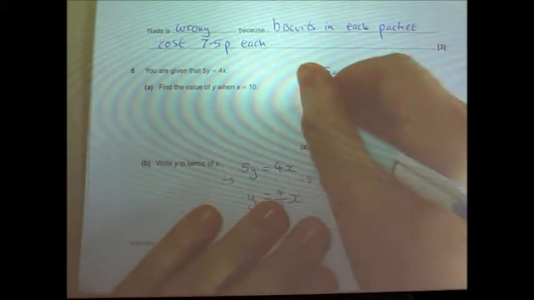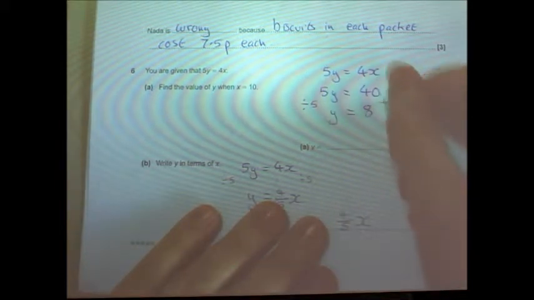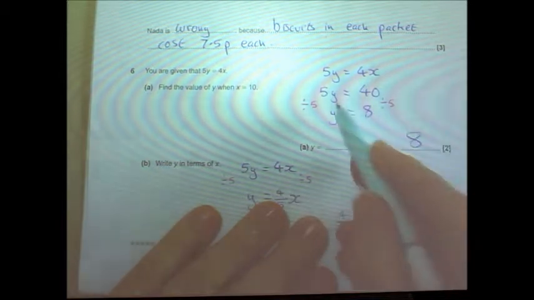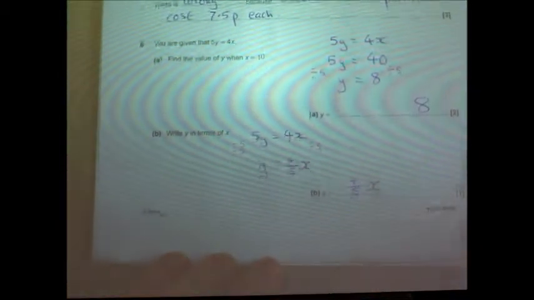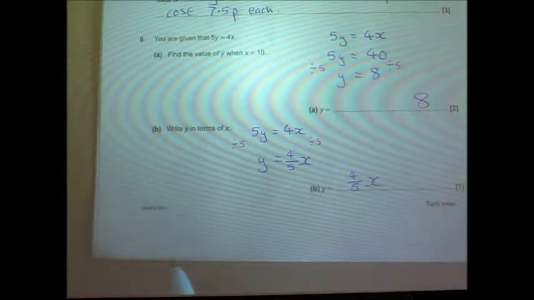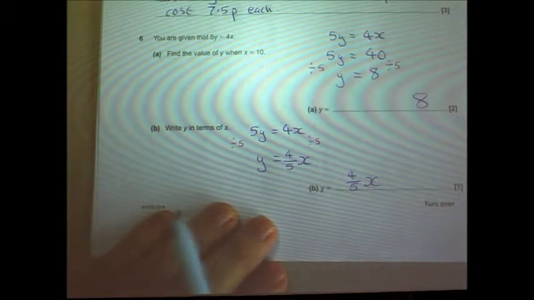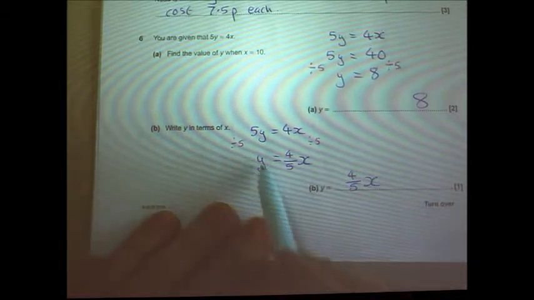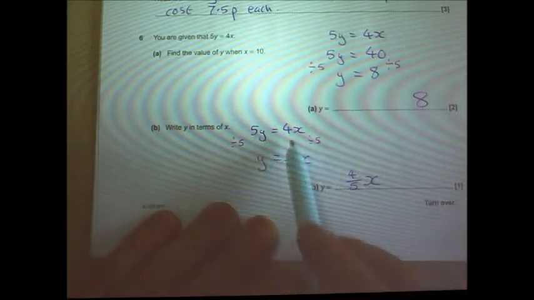A lot of you will be familiar with doing this, getting y on its own. So you divide both sides by 5, because you've got 5 times y. So to undo that, you divide by 5. The next one, write y in terms of x. This one I think was quite fiddly. So what I've done, I've just rewritten it, and it wants you to get y on its own. So we need to divide both sides by 5. So that's what I've done here.